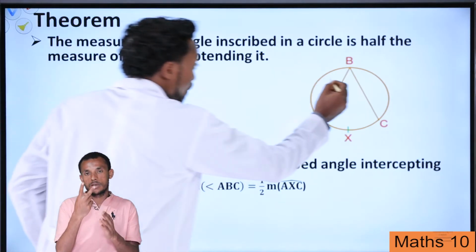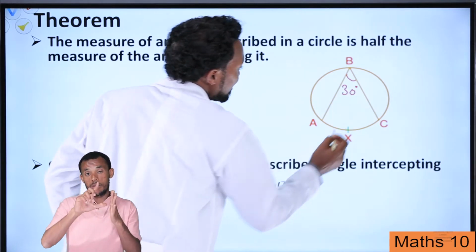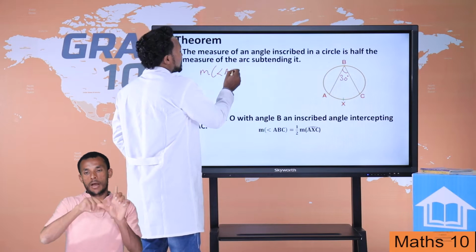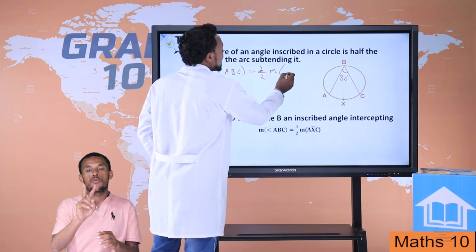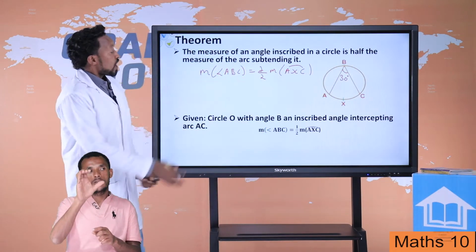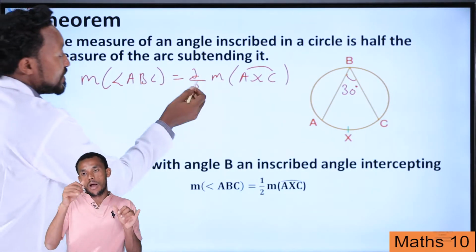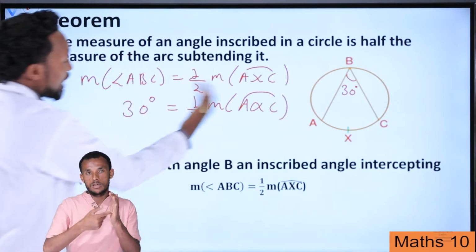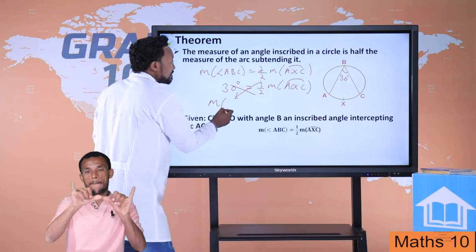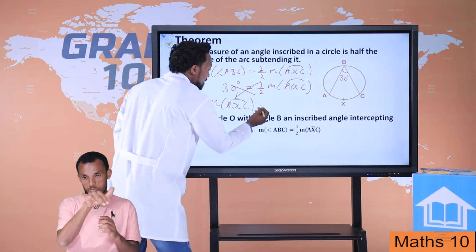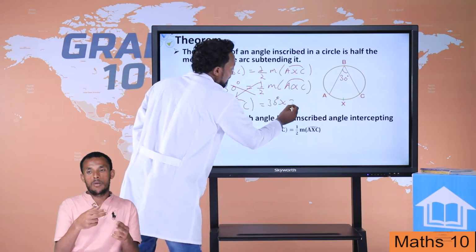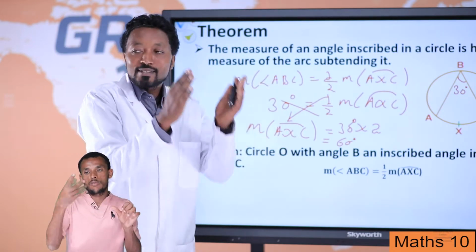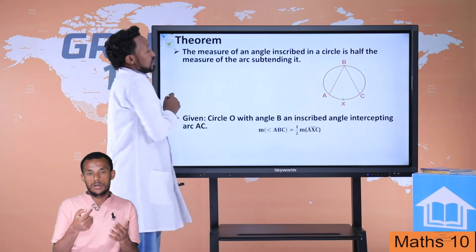Here let me add an example: let this angle be 30 degrees. What is the measure of the arc AXC? The measure of angle ABC is half of the measure of the intercepted arc AXC. How do we find the measure of arc AXC? Here ABC is given as 30 degrees, which is half of the measure of arc AXC. Therefore, cross-multiply: the measure of arc AXC is 30 degrees multiplied by 2, which is 60 degrees. Therefore, the measure of the inscribed angle is half the measure of the subtending arc. This one is the inscribed angle.